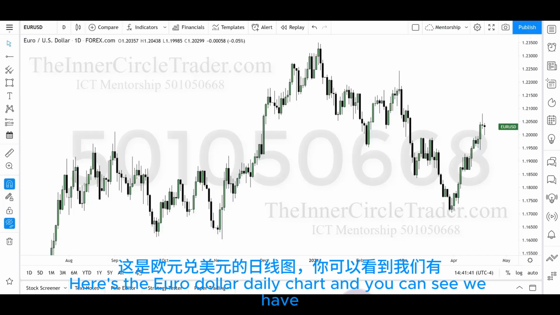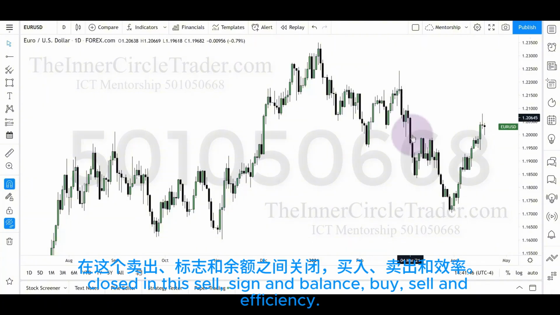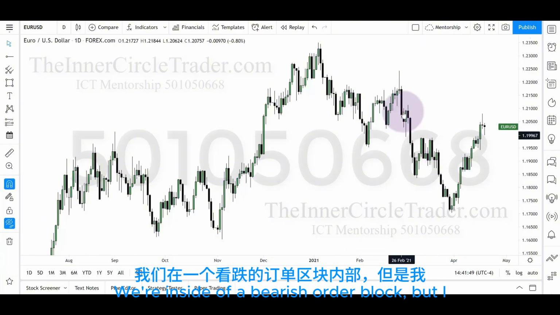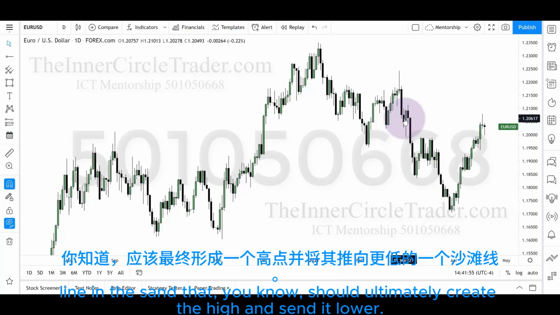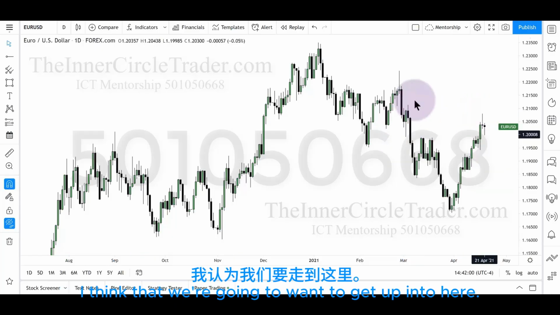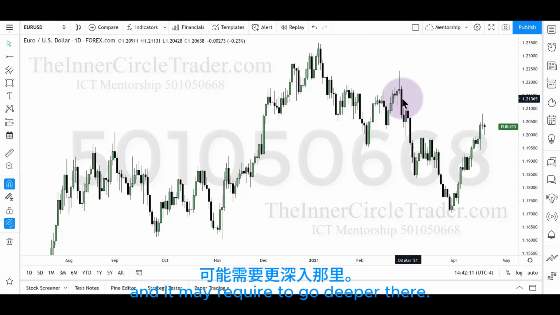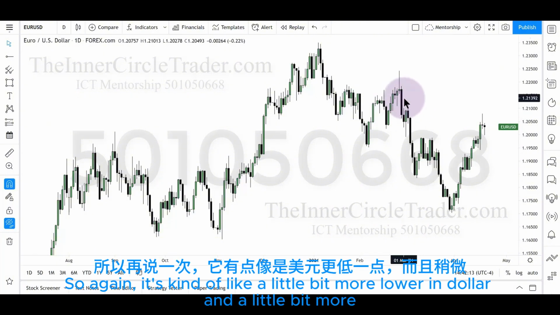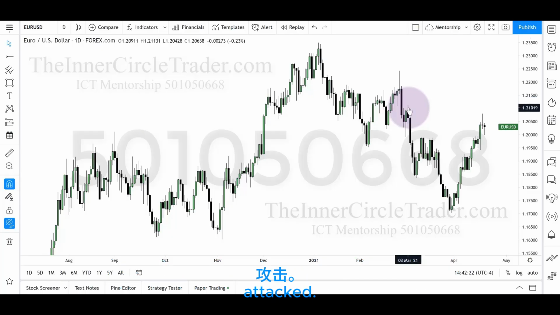All right, here's the euro dollar daily chart, and you can see we have rallied higher, closed in this sell side imbalance, buy side inefficiency. We're inside of a bearish order block, but I don't see that one as a kind of line in the sand that, you know, should ultimately create the high and send it lower. I think that we're going to want to get up into here. We have buy side liquidity here. We have another sell side imbalance, buy side inefficiency, and it may require to go deeper there. So again, it's kind of like a little bit more lower in dollar and a little bit more higher in euro, and it's into this area here and the buy side liquidity that might be attacked.